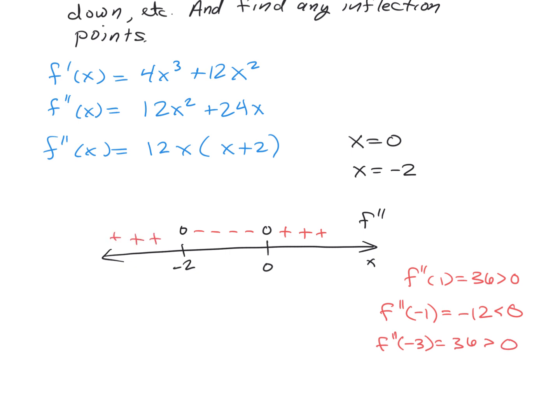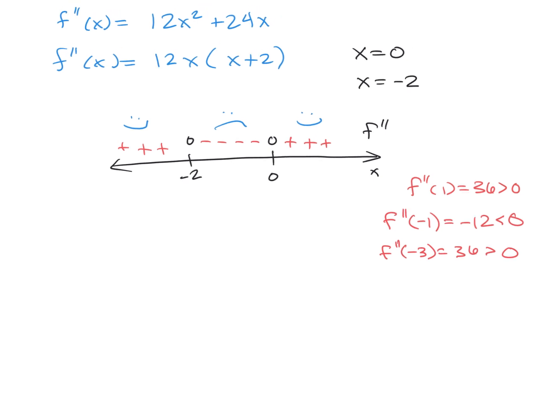So we now have the sign of our second derivative determined, and now we can go ahead and answer the concavity. We know that since our second derivative is positive, we are concave up on this interval from negative infinity to negative 2. In between negative 2 and 0, we have a negative second derivative, so we know we are concave down. And then from 0 to infinity, positive second derivative, we are concave up again.